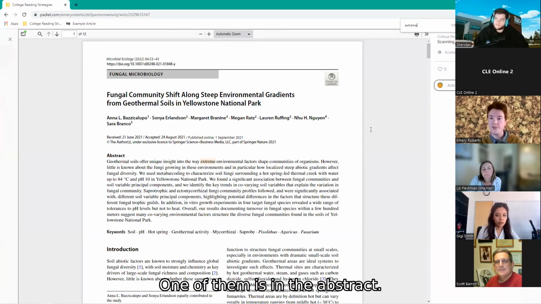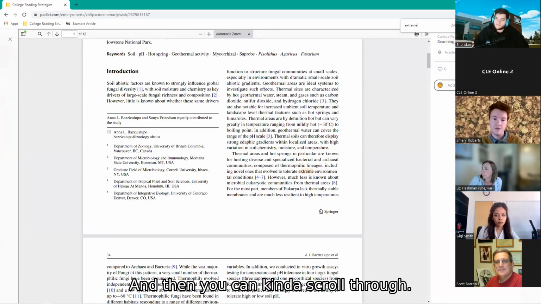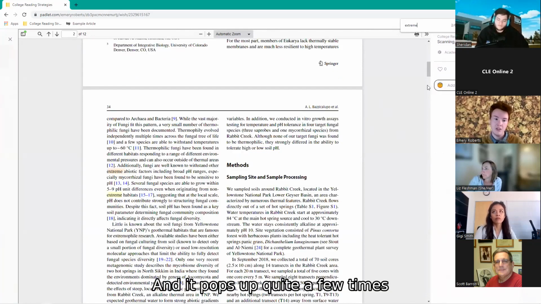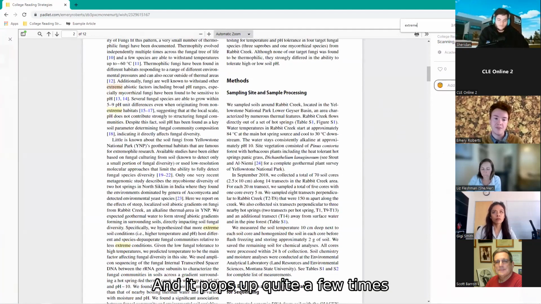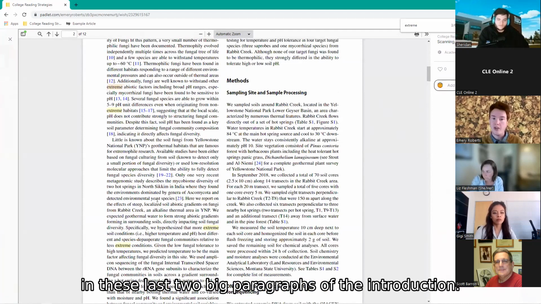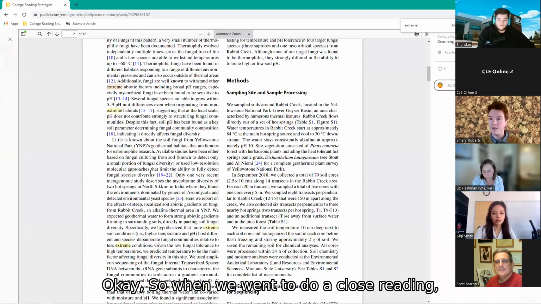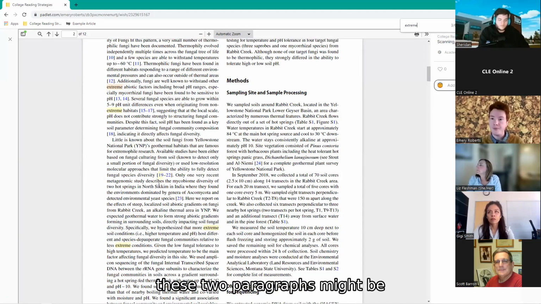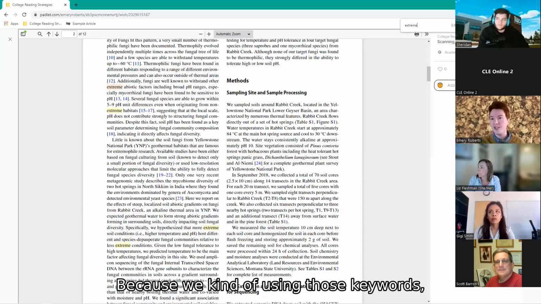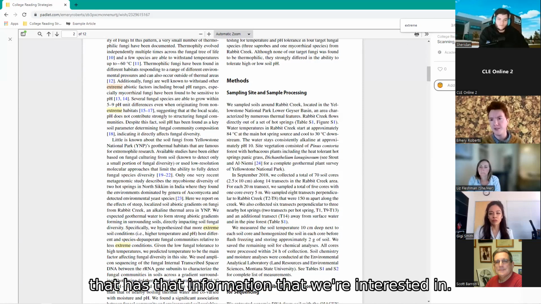One of them is in the abstract. And then we can kind of scroll through. This is talking about extreme environments in the introduction. And it pops up quite a few times in these last 2 big paragraphs of the introduction. Okay. So when we went to do a close reading, these 2 paragraphs might be a really good place to start. Because using those keywords, we know that that might be the best place that has that information that we're interested in.